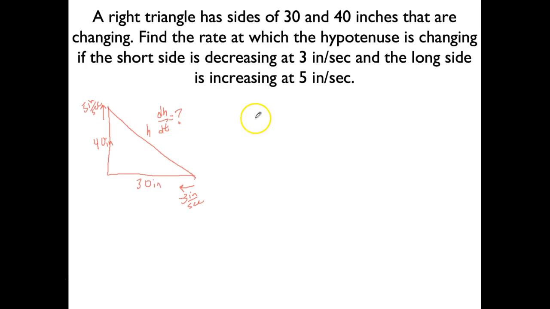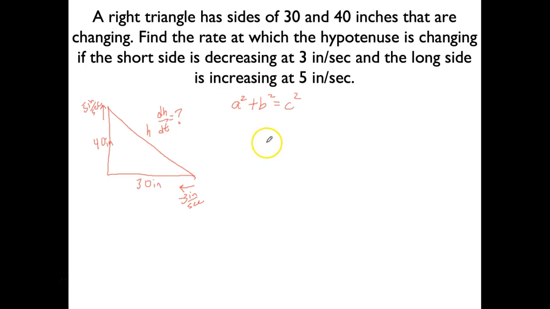Well, what I would hope you notice here is we're talking about all the side lengths, and that is going to be Pythagorean theorem. So if you know your Pythagorean theorem, that's going to be a squared plus b squared equals c squared. Okay, there's the formula that we're going to be using.